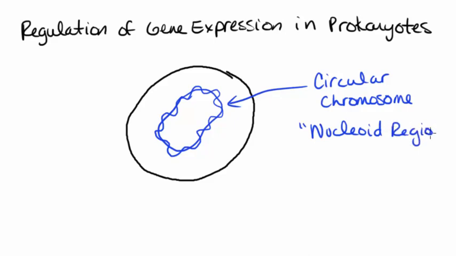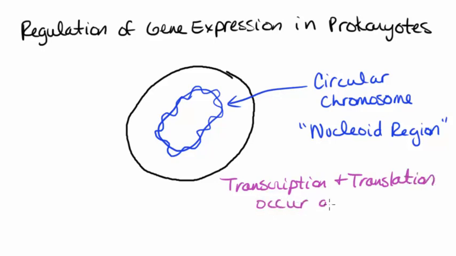The significance of this, the fact that it's located in that region, which is really exposed to the cytoplasm of the cell, is that your transcription and translation very often are going to occur at the same time. And so this will eliminate some of the regulatory points as particular options when we're talking about gene expression in prokaryotes. So what we find is that the regulation of gene expression is going to be primarily at the transcriptional level. So let's just write that here. So the regulation in this case is going to be at the transcriptional level.